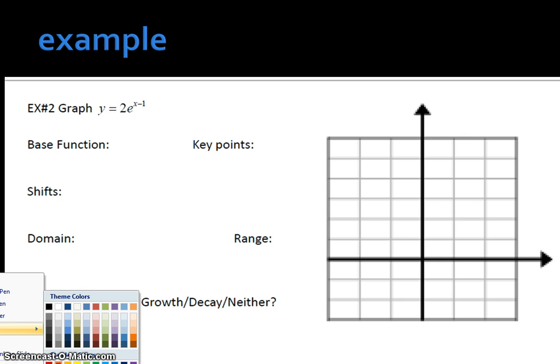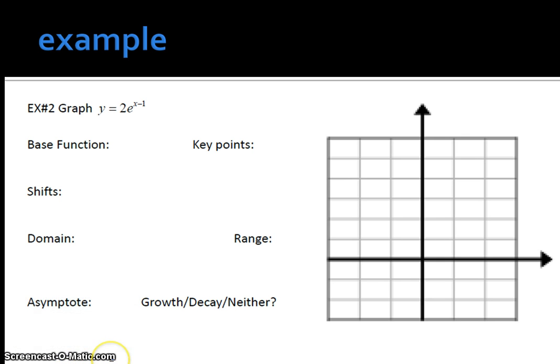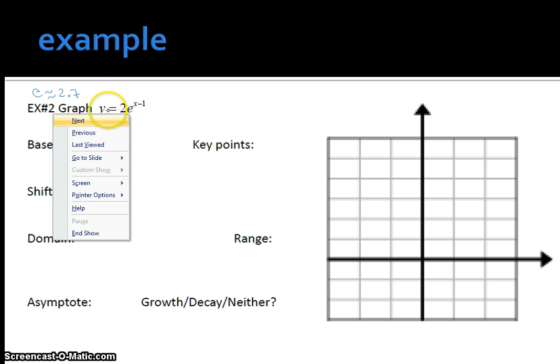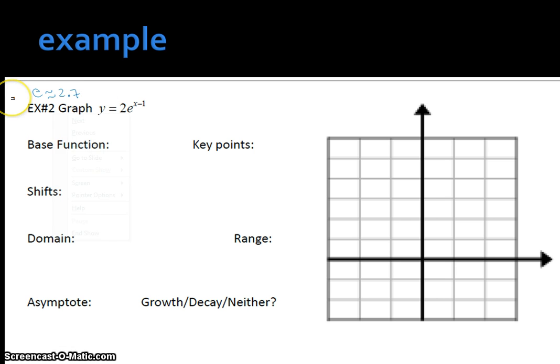So example number 2, we have e. So remember, e is just approximately equal to 2.7. So it's going to work the same as if we were graphing 2 times 3 to the x minus 1. But instead of 3, it's 2.7. So my base function is y equals 2e to the x. So essentially whatever it is without any shifts.